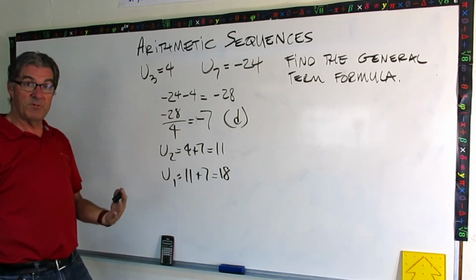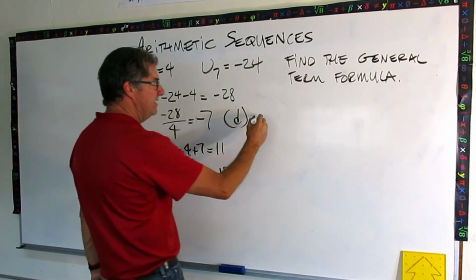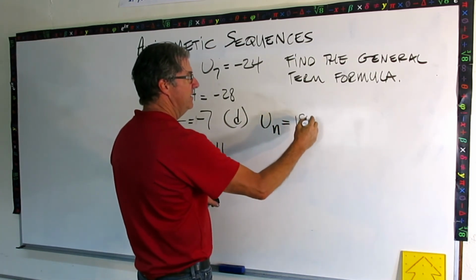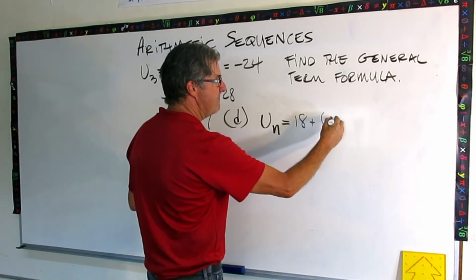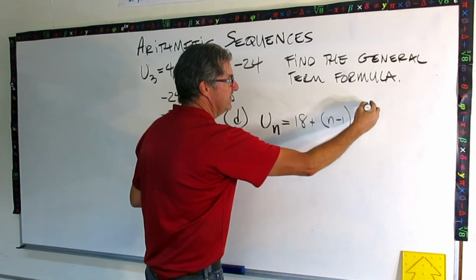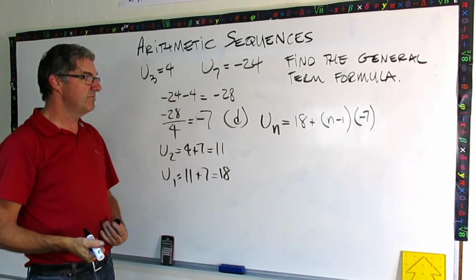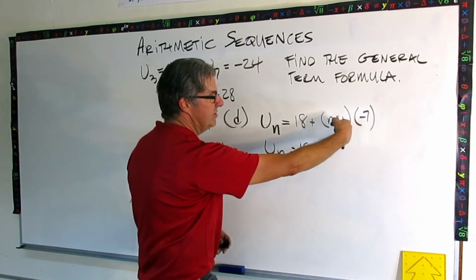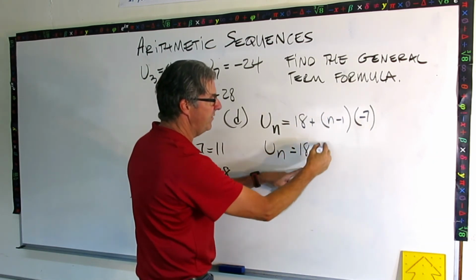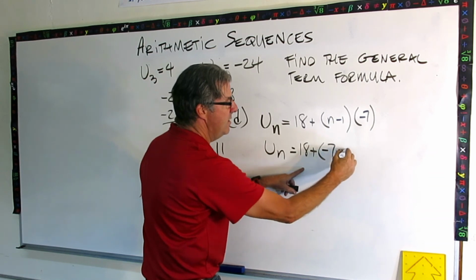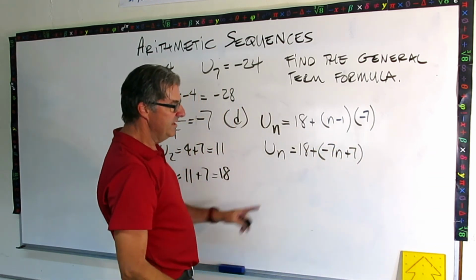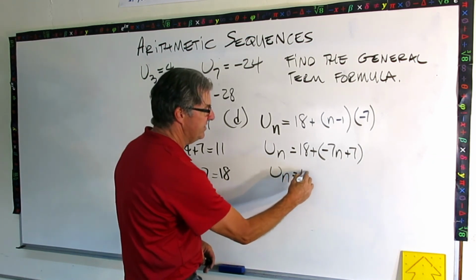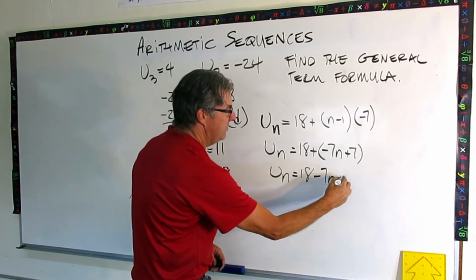So now I can come up with my general form formula. That's un equals u1, which is 18, plus n minus 1 times the common difference. So that's our plug-in step to find our general form. Now let's work it. un equals 18. Now let's distribute our stuff here. So that's going to be plus negative 7n plus 7. Now since this is all addition and subtraction, I don't have to worry too much about my parentheses. un equals 18 minus 7n plus 7.